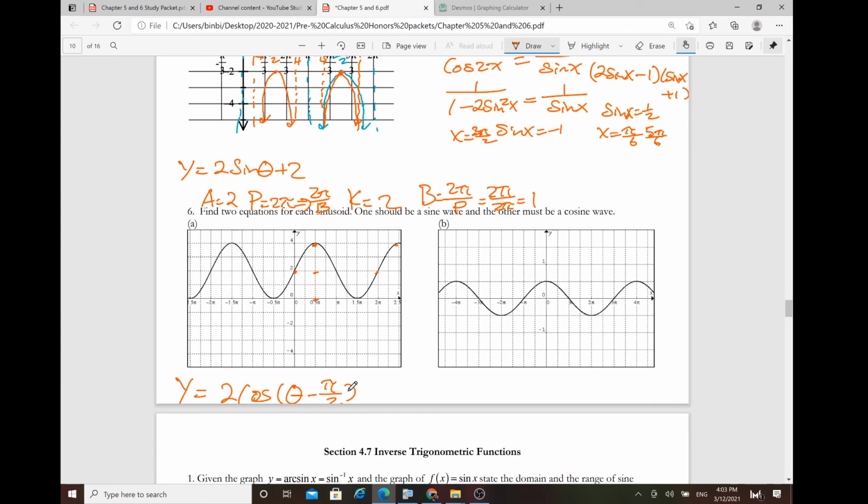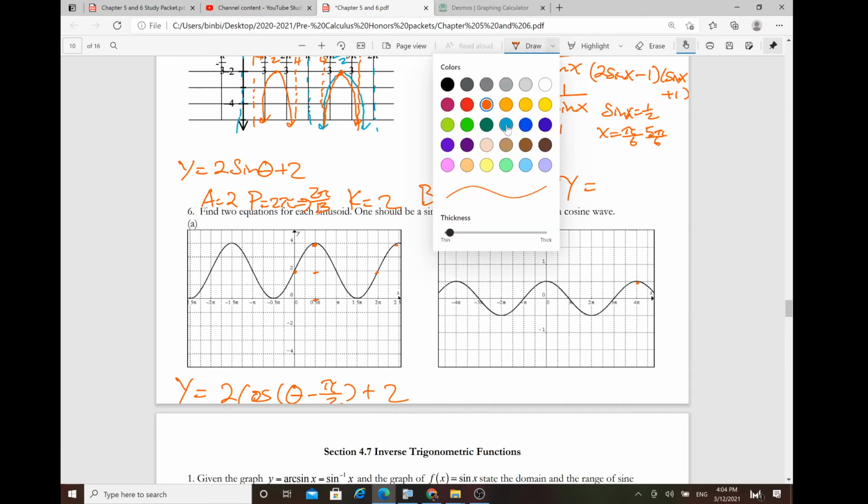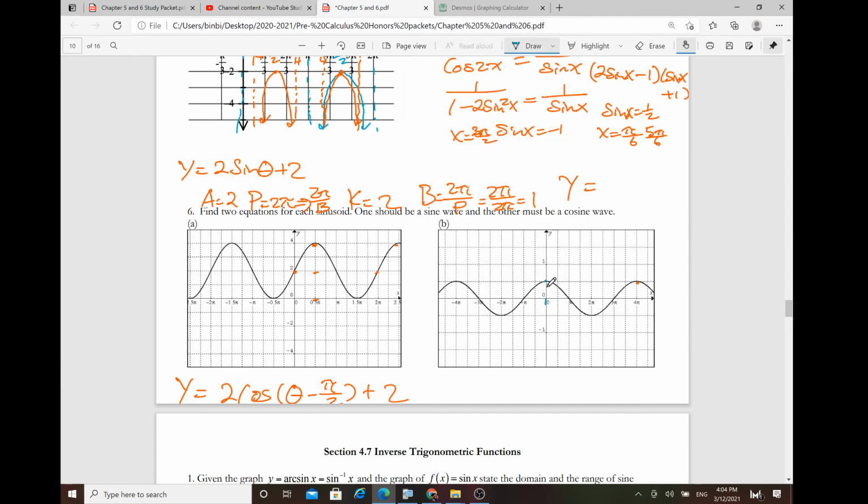And also, what else do you need to do? Add 2, with the vertical translation. And this next one is even easier. It started off with cosine. This time, the period has been changed. Let's use a different color. The period is from 0 to 4 pi, so the period would be 4 pi.